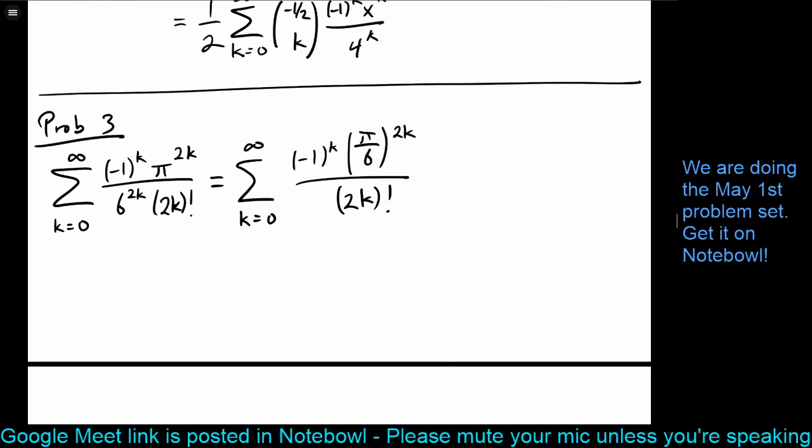Yeah, this is cosine of pi over 6. Right? Because if you look at this, if I swap this pi over 6 for an x, this is exactly the Maclaurin series for cosine of x. So since I have pi over 6 here, that means I swapped x for pi over 6. So that means this is cosine of pi over 6. In other words, root 3 over 2.